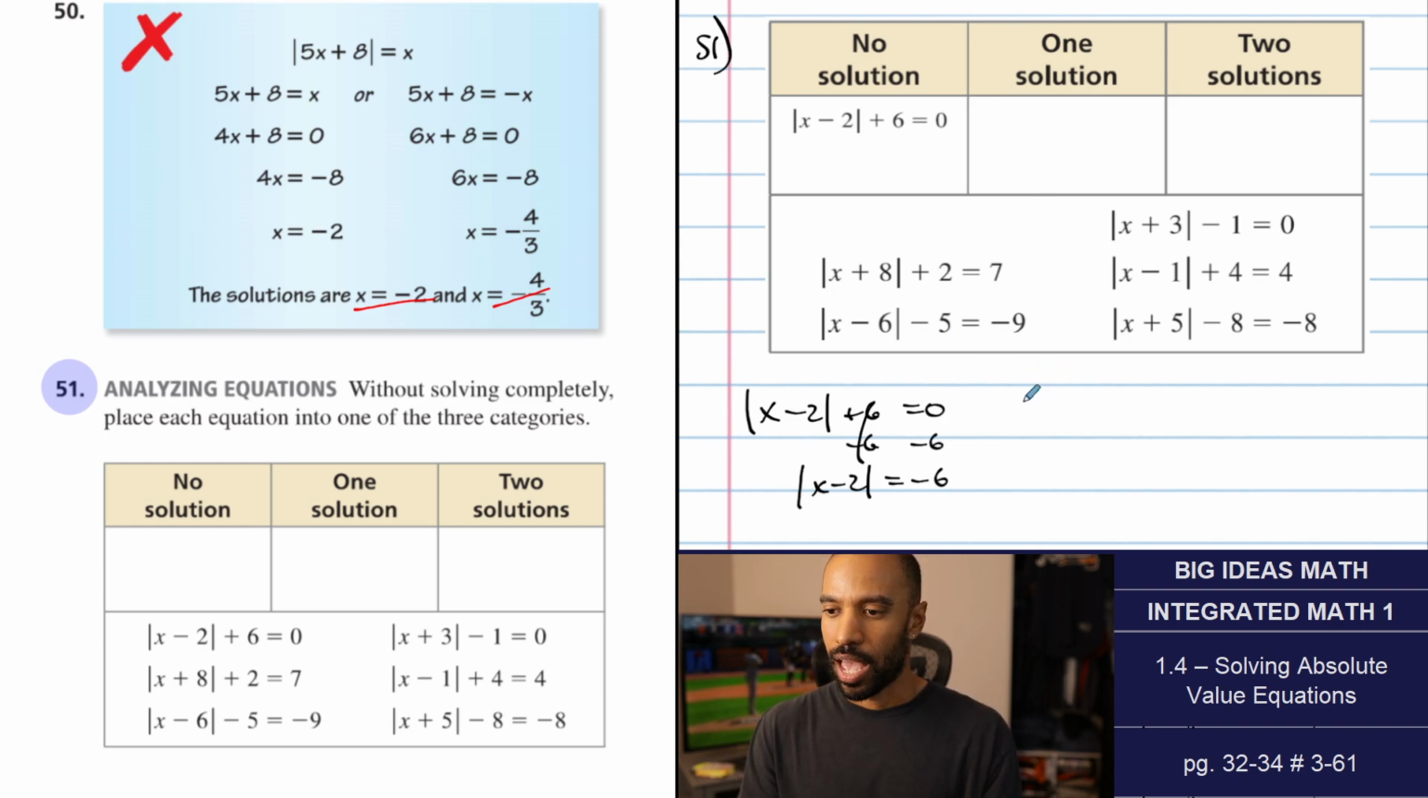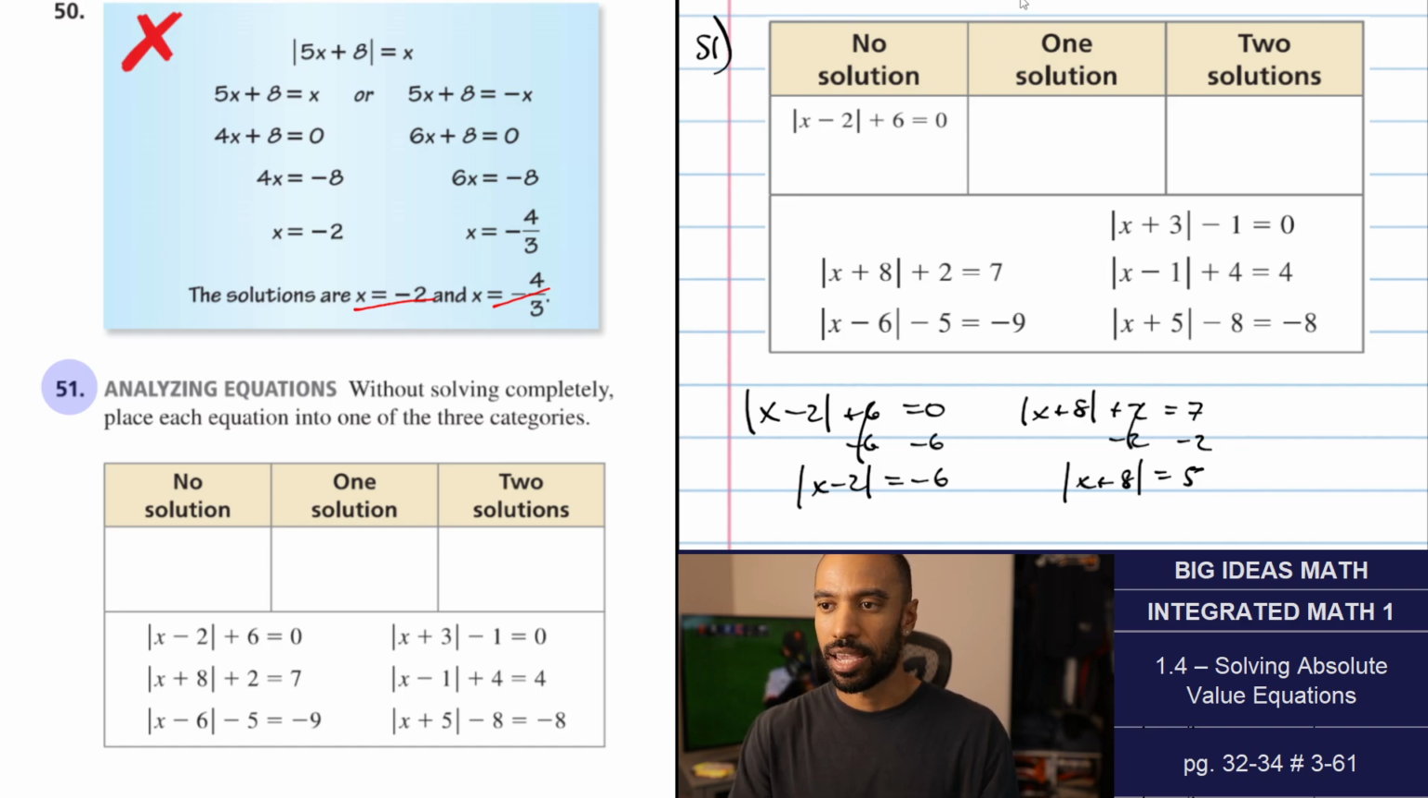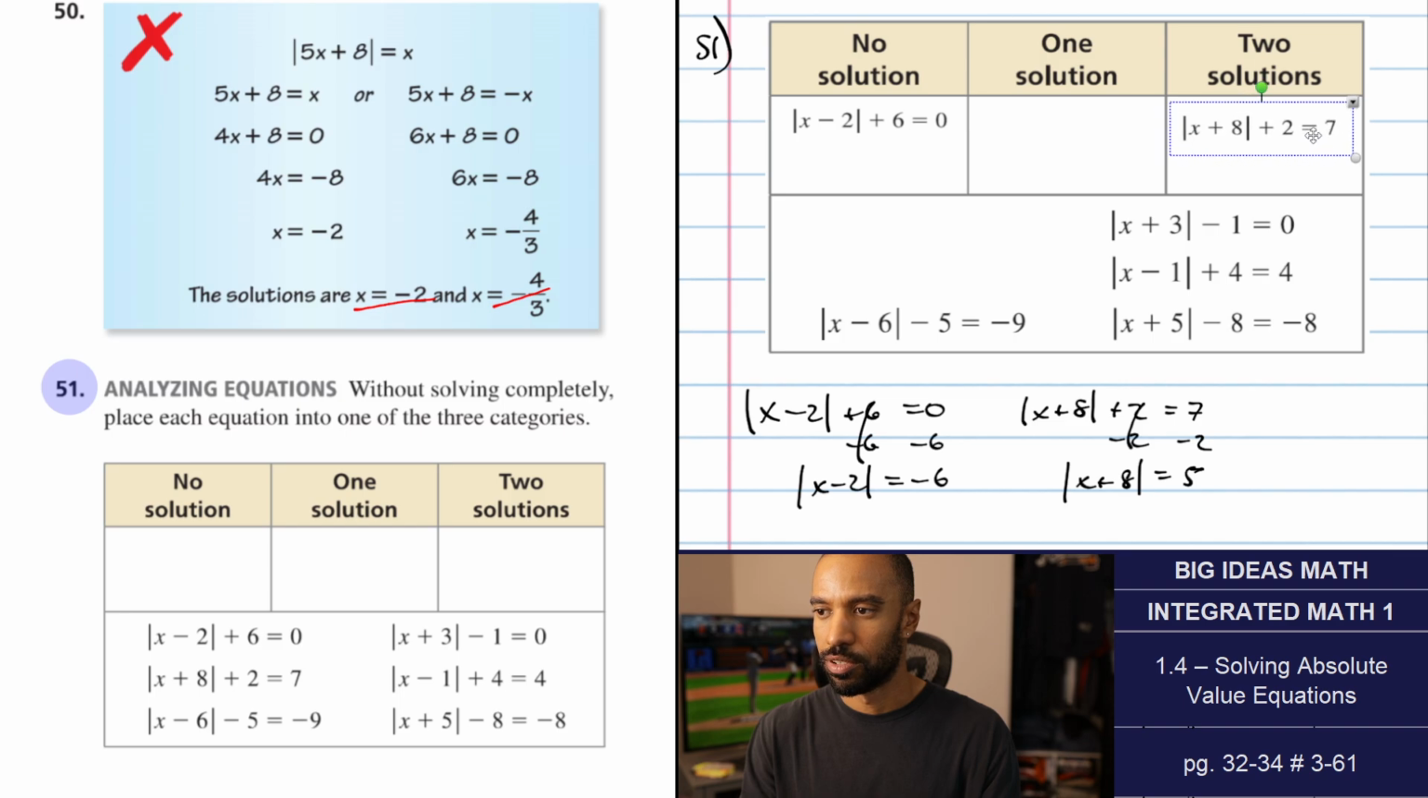Next one, absolute value of x plus 8 plus 2 equals 7. Even after subtracting this 2 over, getting this by itself. Notice they say without solving completely. They didn't say you can't do any part about it. You get 5 there, a positive number. That can lead to 2 solutions as long as you get a positive from that setup. So positive, 2 solutions.